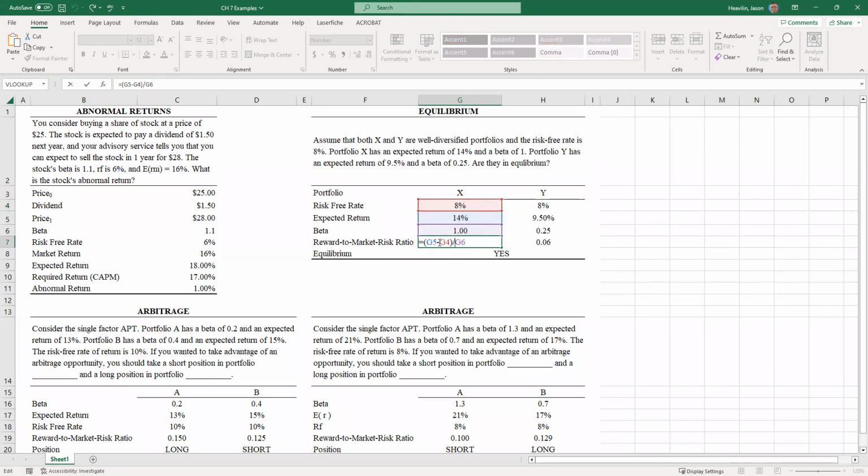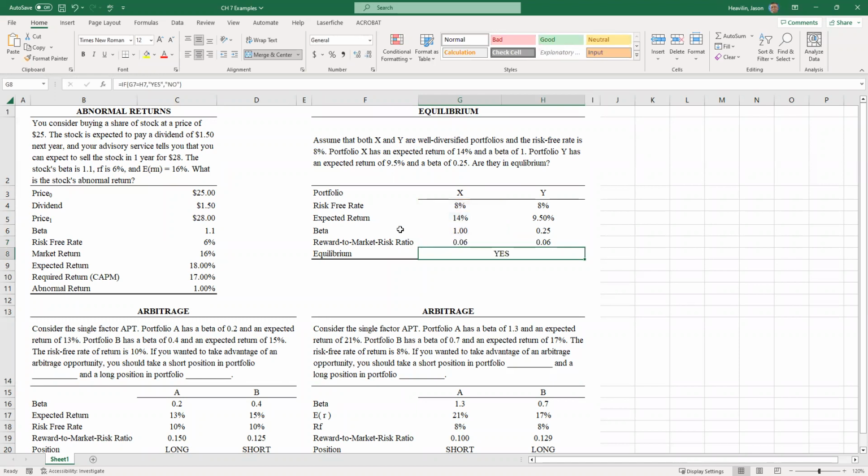You take the expected return minus the risk-free rate, and you divide it by the beta. And that's going to give you a reward to market risk ratio.